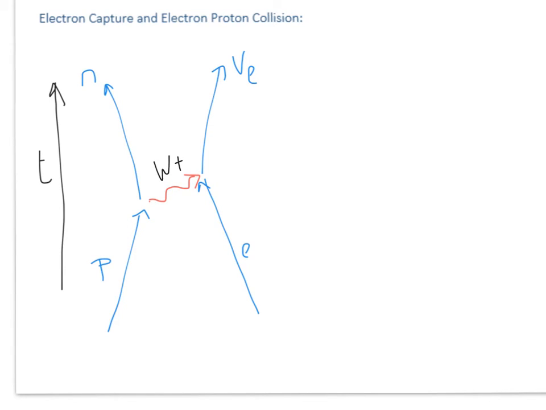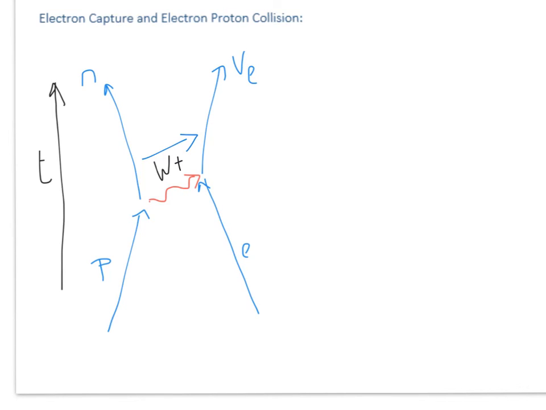Now, with captures and collisions, you need to show what's called an action line. So you need to show what is doing what to which. So in a capture, the proton is capturing the electron. So the action line goes from the proton to the electron, and it just looks like this, and you'll see them on diagrams. So that's just showing it's the proton capturing the electron.